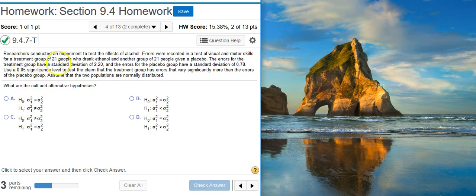Since the treatment group is mentioned first, we're going to assume that that's going to have the subscript of 1 in the designations, and the placebo group will have the subscript of 2 in its designations. So σ1 should be greater than σ2, and we see that's not answer option A, it's not answer option B, it is answer option D.